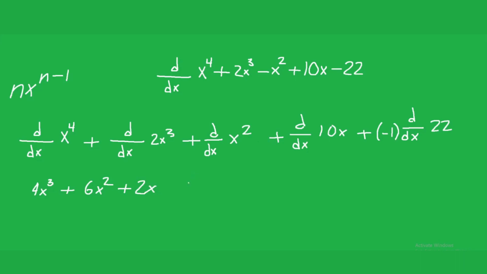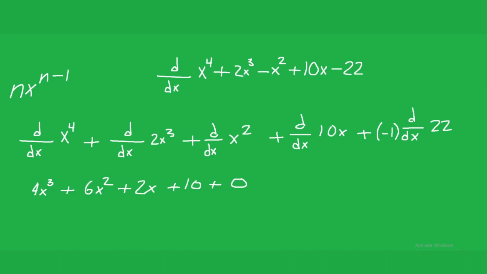Plus the derivative of 10x. Okay, power rule, 10. Plus -1. This is the constant multiple rule, kind of, sort of. And then you have d over dx of 22. And the derivative of any constant is 0. So we have 0 times -1, 0. So plus 0.